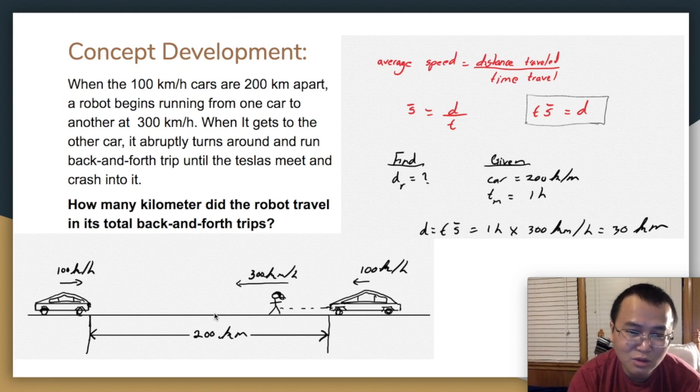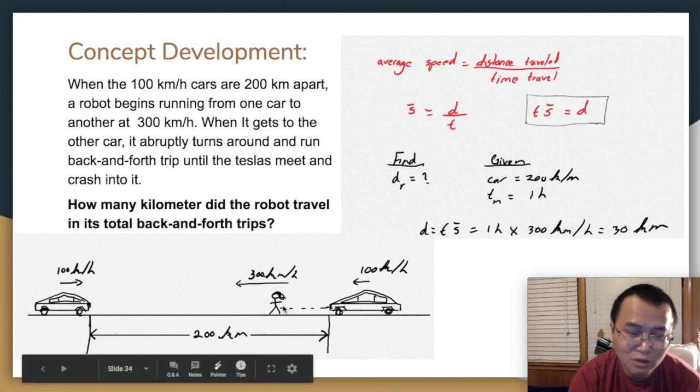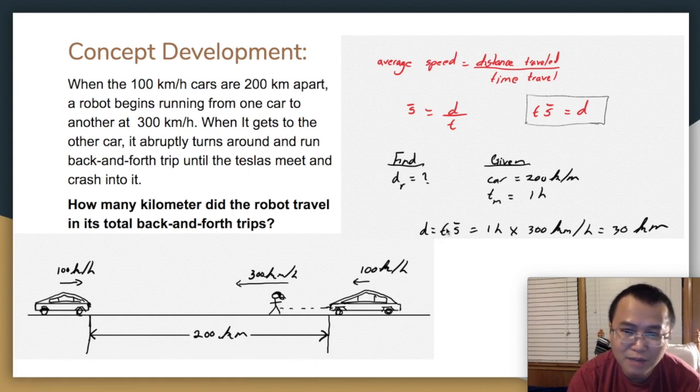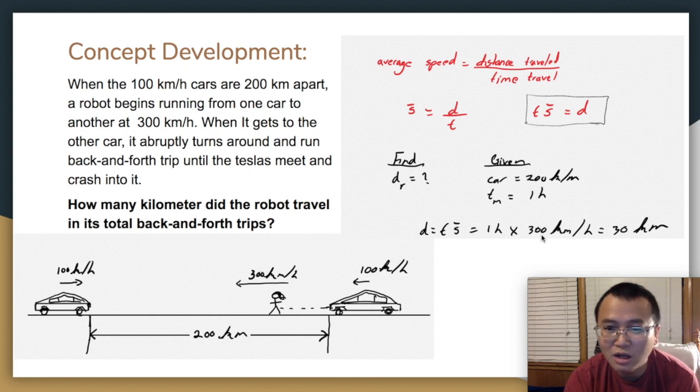The time is also the same for the robot traveling. By definition, distance is equal to time multiplied by the average speed. So you have 1 hour, and the robot just ran back and forth at 300 kilometers per hour. So 300 times 1, you get 30 kilometers for the distance.